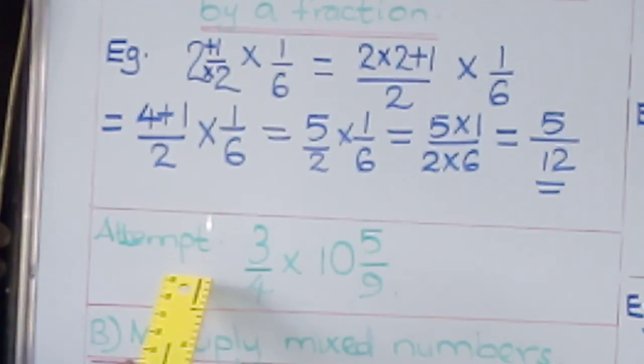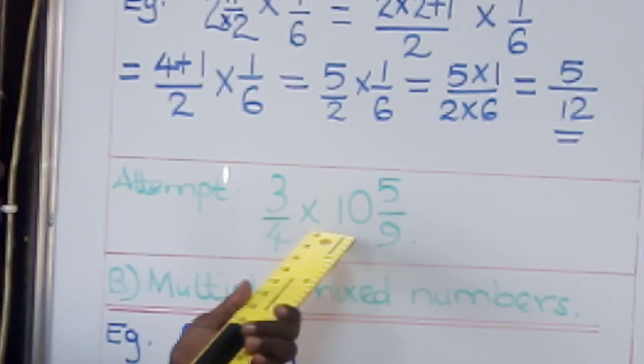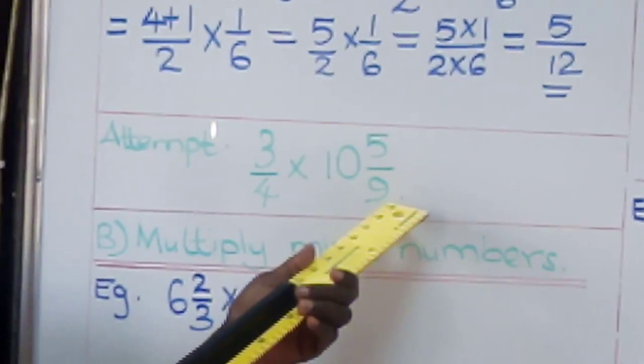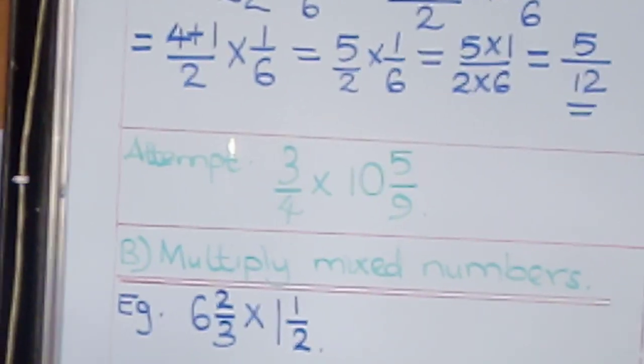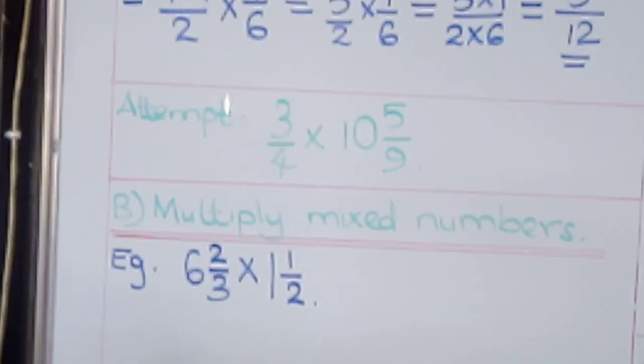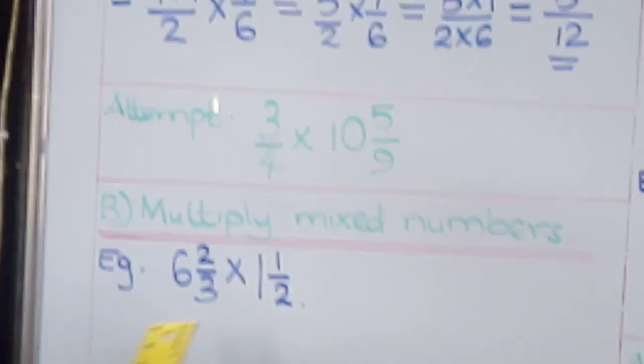Then you can attempt this question, 3 over 4 multiplied by 10 and 5 over 9, following the method I have explained above here. Let's go to the next part of the lesson, multiplying mixed numbers. Both of them are mixed numbers.